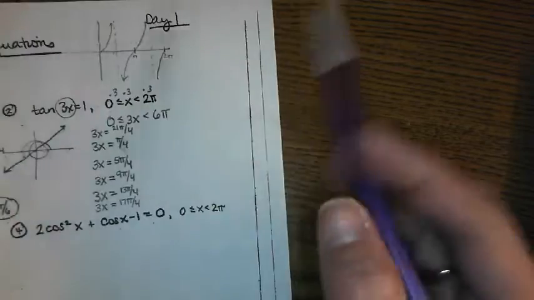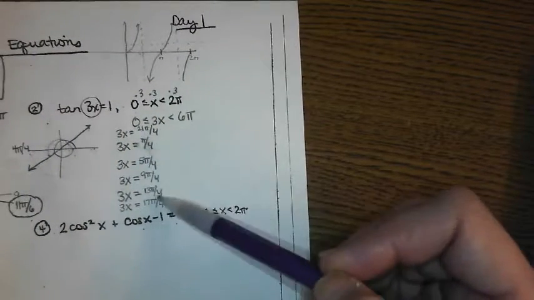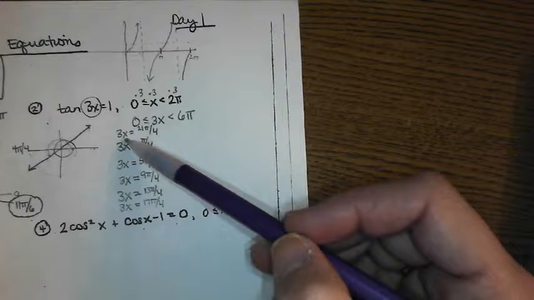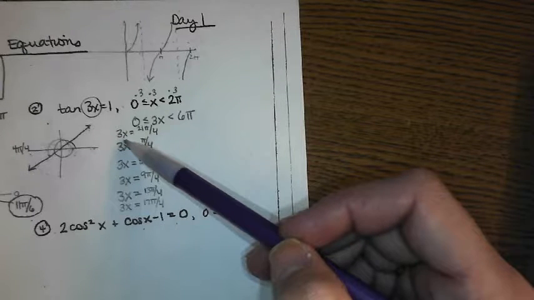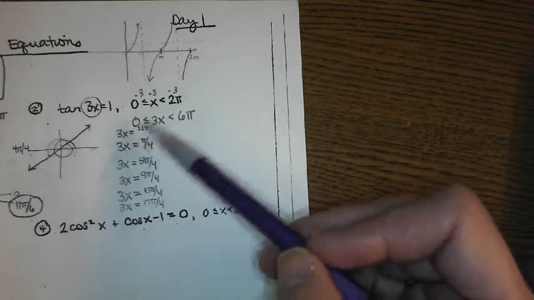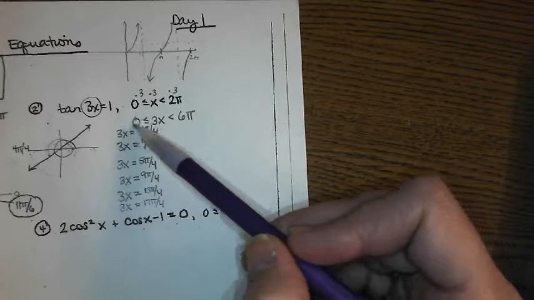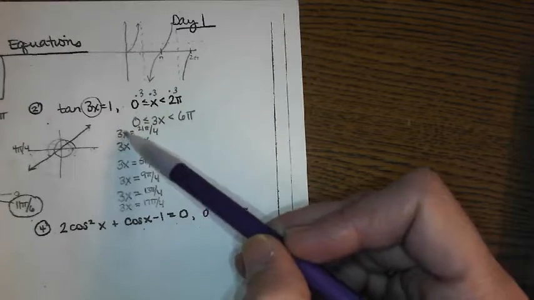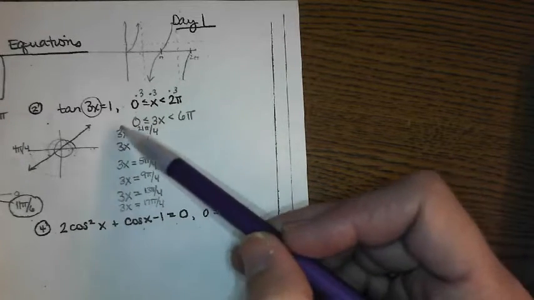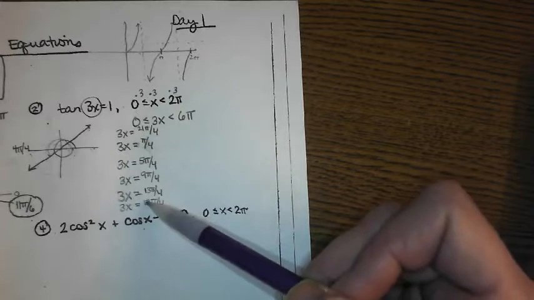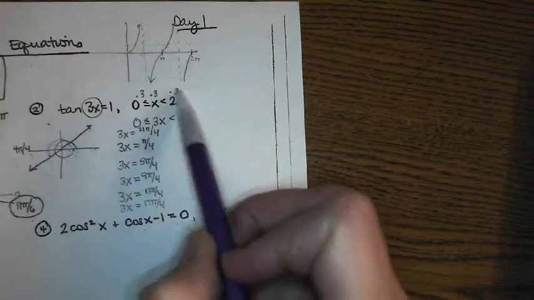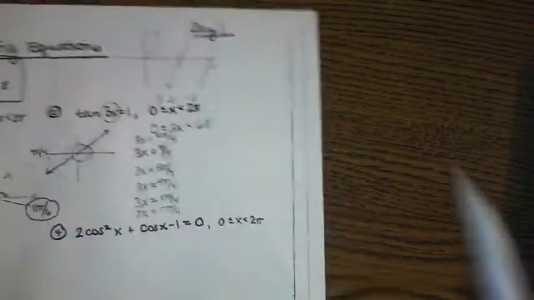Yes? And so then I've got these 6 solutions to solve for x now. And when I do that, since I made 3x have to be between 0 and 6 pi, when I divide all of these by 3, going back to my actual x solutions, you'll see that all of my x solutions are between 0 and 2 pi.